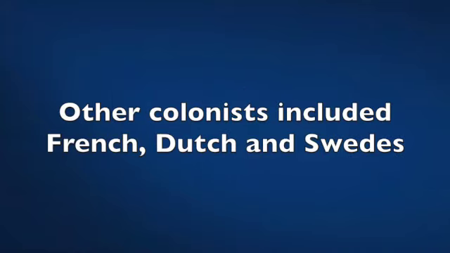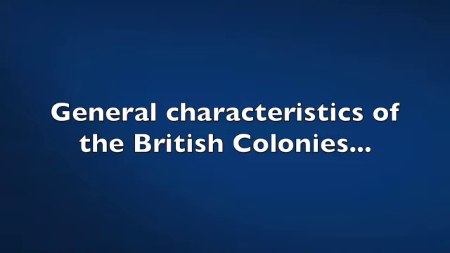Other European groups included French Protestants, also known as Huguenots, the Dutch, and the Swedes. These groups made up 5% of the population of all the colonies by 1775. Now let's move on to some general characteristics of the British colonies.